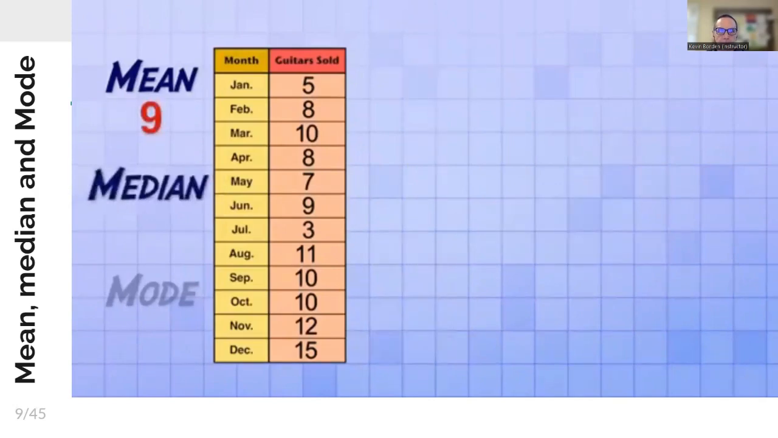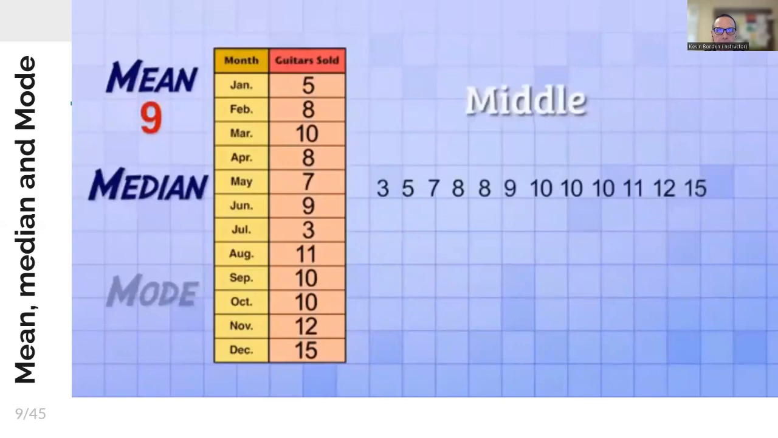Next, to find the median of the dataset, we're going to have to rearrange the 12 data points in order from smallest to largest so we can figure out what the middle value is. There, that's better.